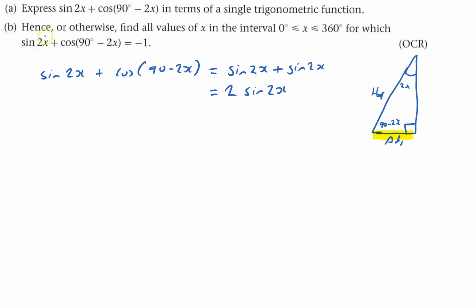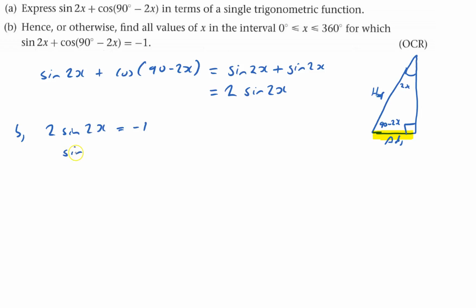Hence, or otherwise, well, if it says hence, I would normally do it hence, because it's normally the easiest way, between 0 and 360 inclusive. Just check this. That is exactly the same as written here, so I don't need to write that. I can just write 2 sine 2x. So for part B, 2 sine 2x equals -1.